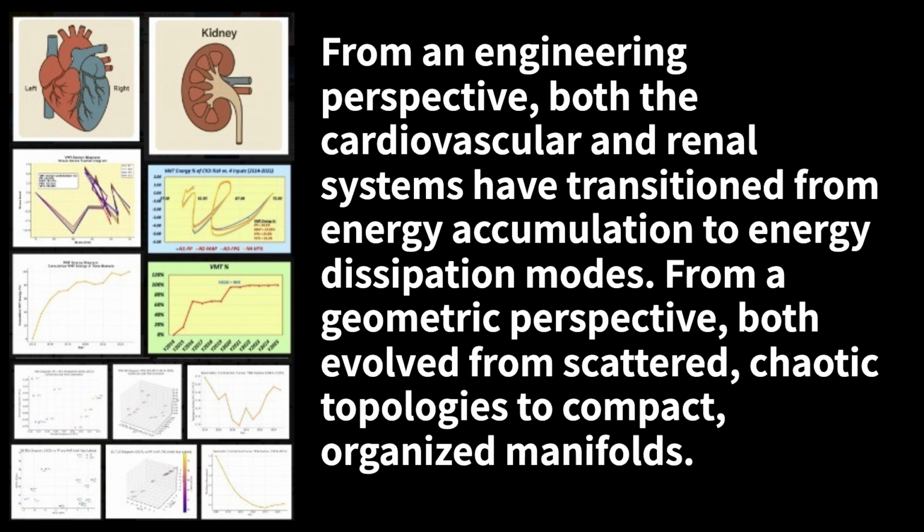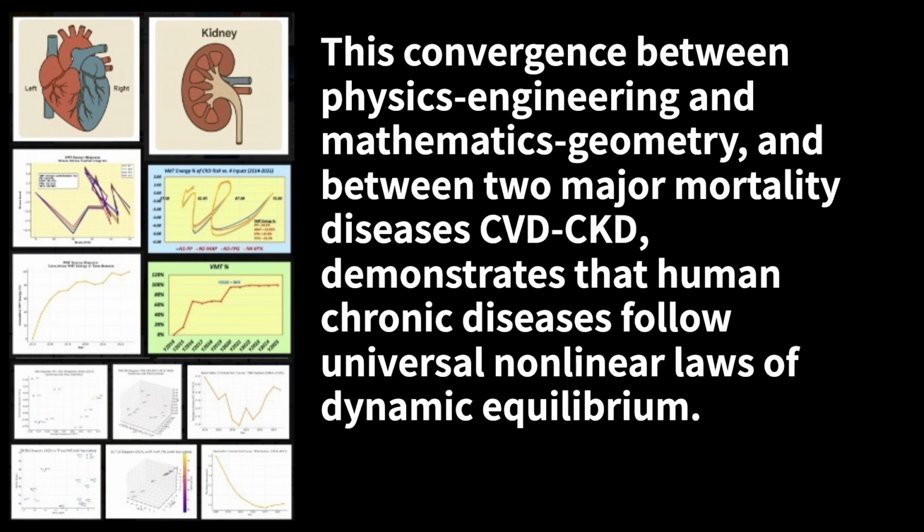From an engineering perspective, both the cardiovascular and renal systems have transitioned from energy accumulation to energy dissipation modes. From a geometric perspective, both evolved from scattered, chaotic topologies to compact, organized manifolds. This convergence between physics engineering and mathematics geometry, and between two major mortality diseases, CVD and CKD, demonstrates that human chronic diseases follow universal nonlinear laws of dynamic equilibrium.